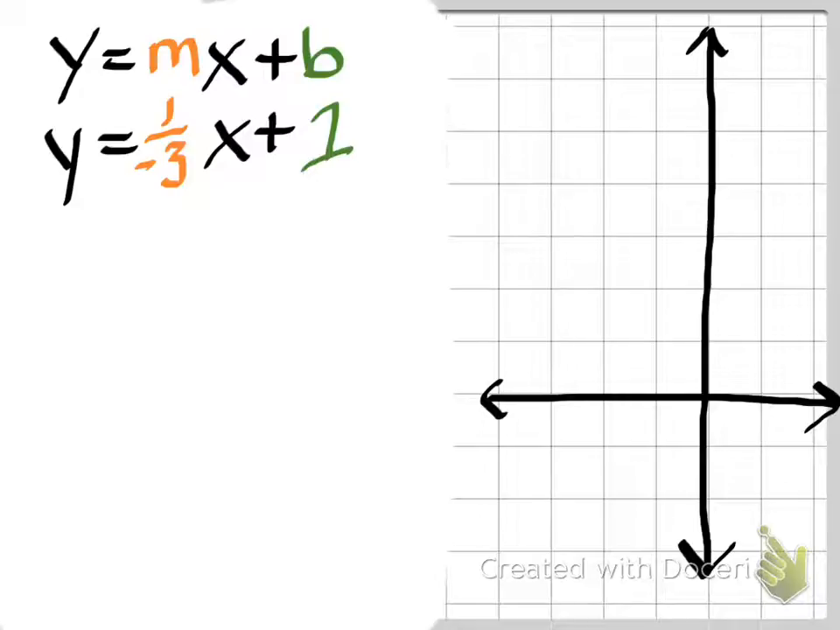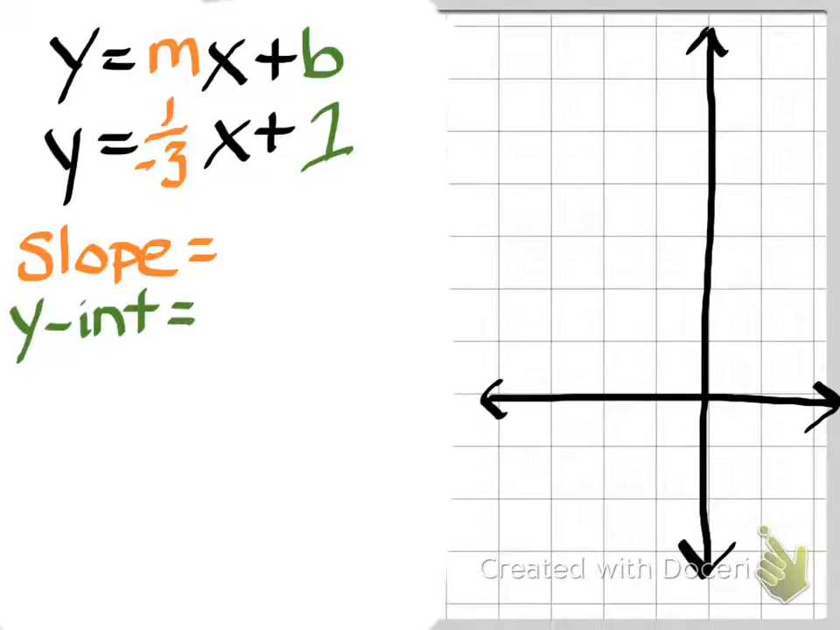Example number 3, y equals 1 over negative 3, x plus 1. So let's find our slope. And let's find our y-intercept. So go ahead and try to do this before I say what it is. So our slope is 1 over negative 3. How do we know that? Because 1 over negative 3 is the coefficient for x, or it's the number in front of x. What is our y-intercept? It's 1, and we know this because that is the constant.